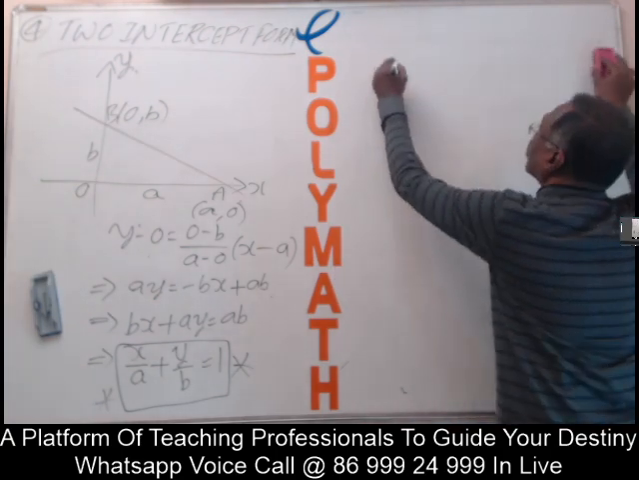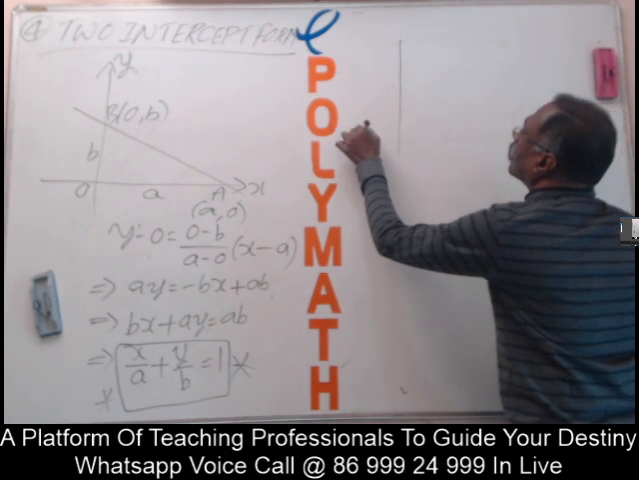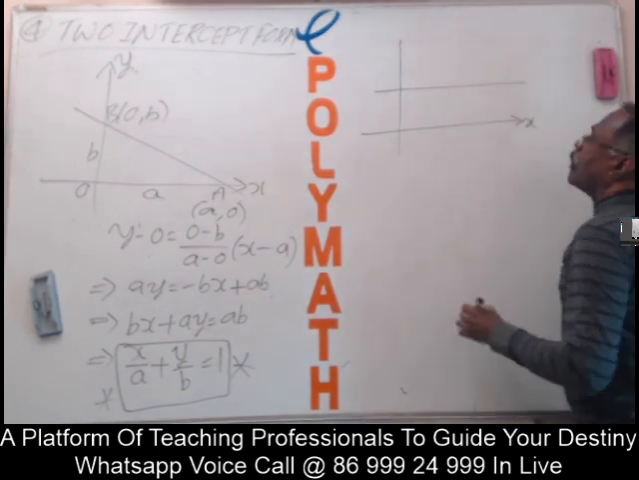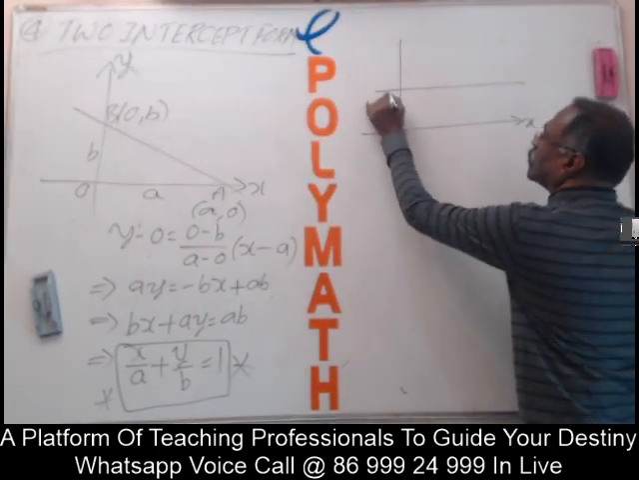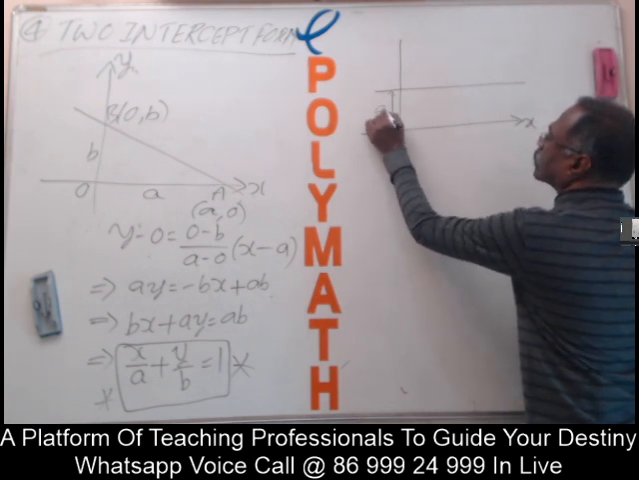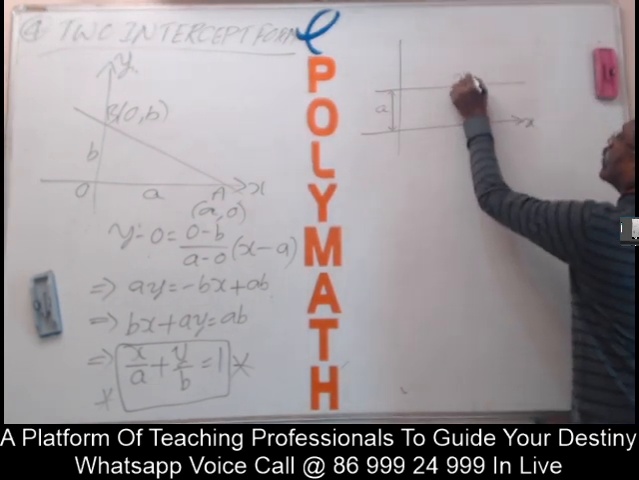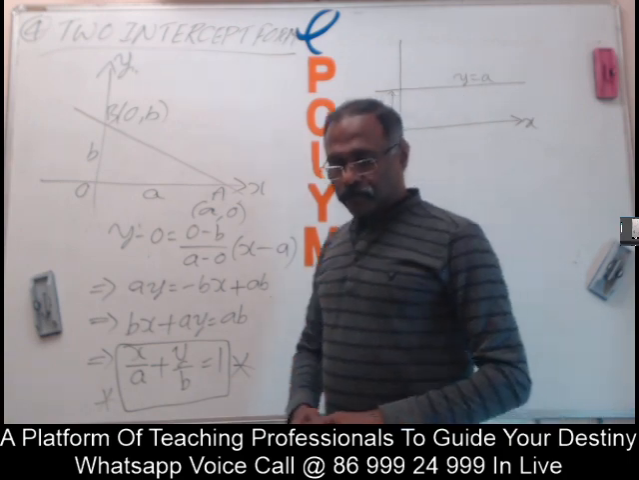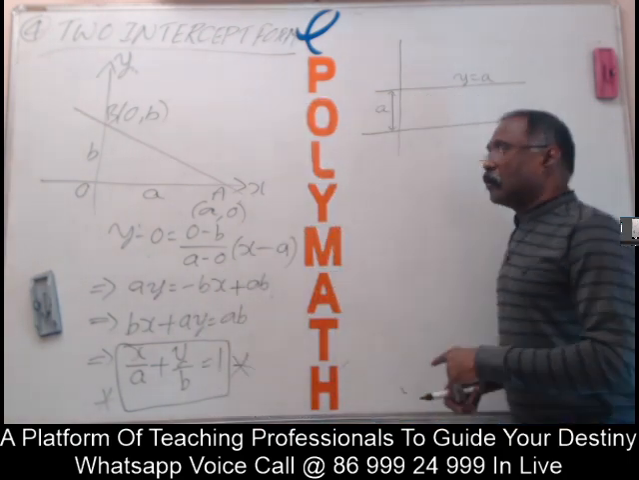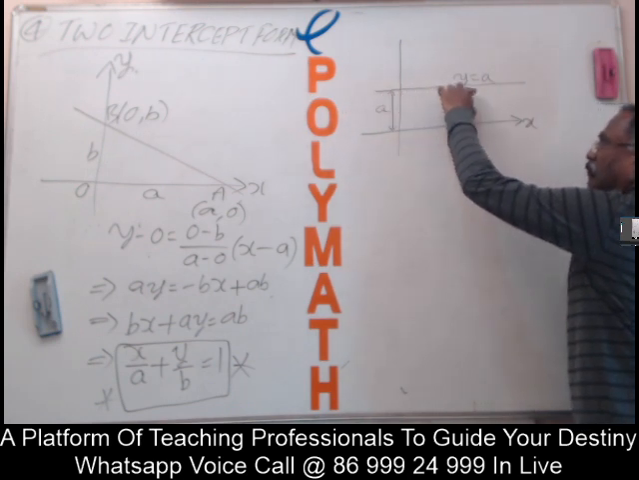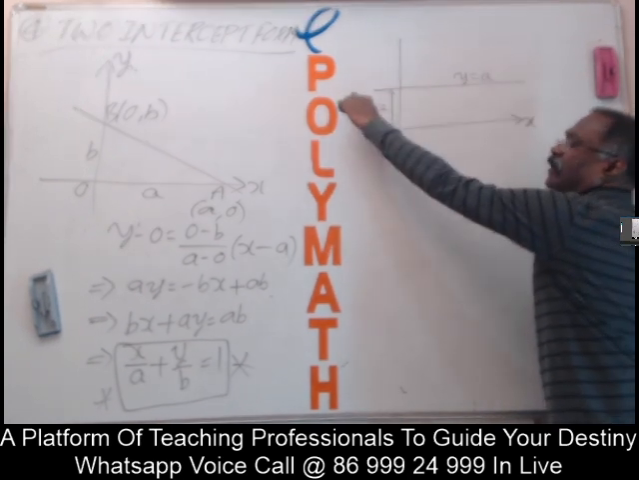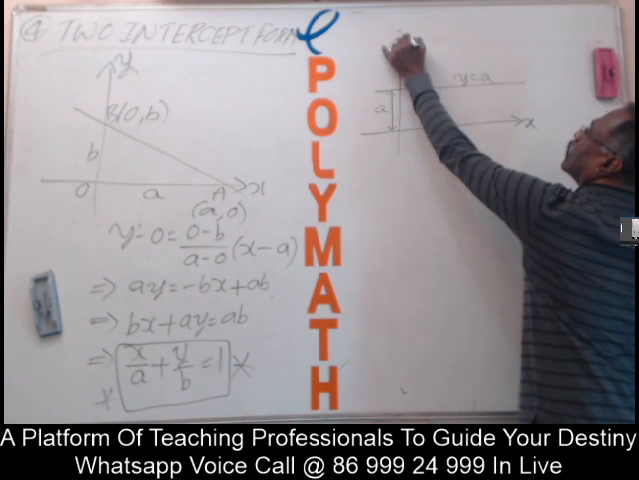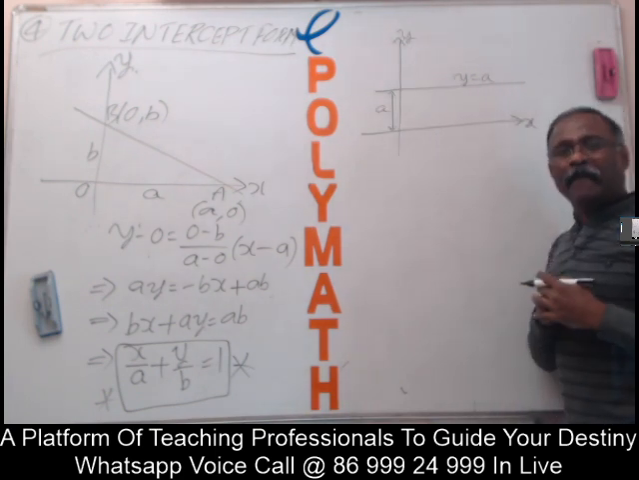The line which is parallel to x-axis, what is its form? If a line is parallel to x-axis at a distance of some a units, then it is nothing but y is equal to a. Why is it y is equal to a, you know? Whatever the distance you take here, the distance is measured vertically, that is on y-axis. And hence this line equation is y is equal to a.